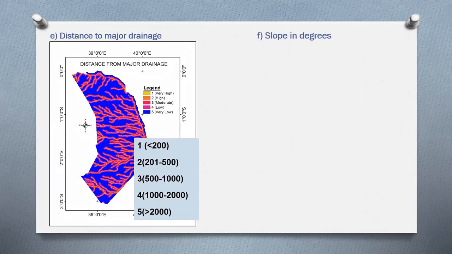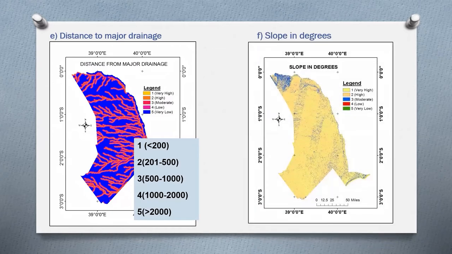And then the other factor was slope, which we also have the map there. The higher the slope, the higher the speed of the water, and also the less the flood event in that area. But in the lowland areas, it's likely to get flooded.